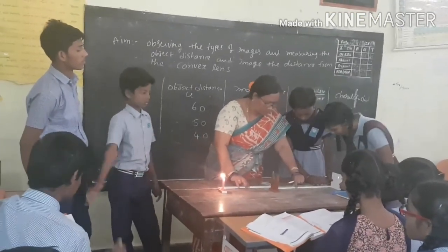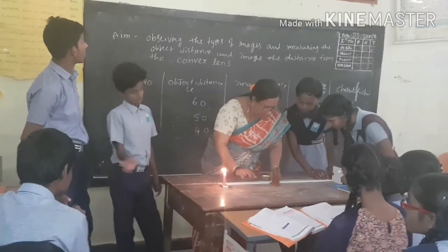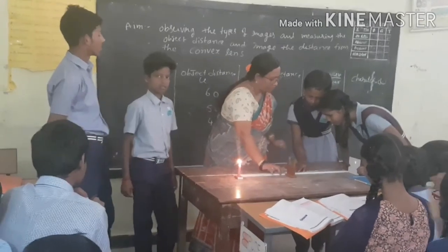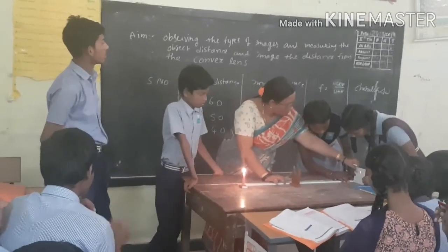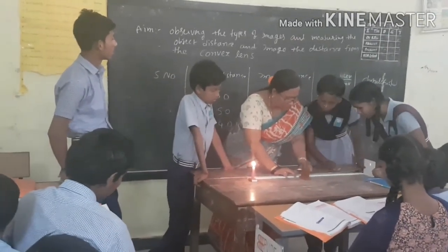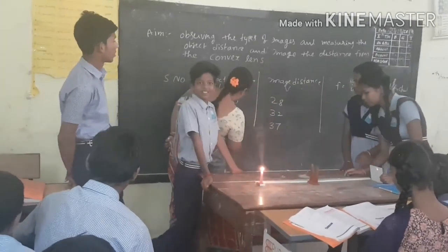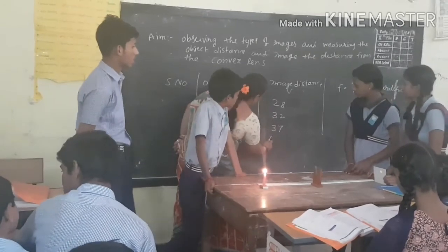We need a screen because it forms a real image. Generally, a real image forms on a screen and cannot be seen with the eye. The image we get on the screen is called the real image.